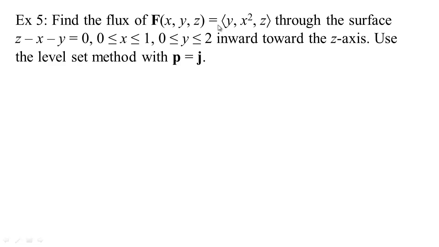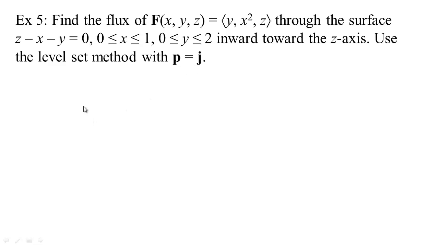Now I have this vector field, so imagine there's some fluid that's flowing and its velocity is described by this vector field. And I've got this surface, z minus x minus y equals 0, with some bounds on x and y. So have it as a level set. And I want to find the flux of this fluid through the surface in a particular direction, just so that we know which normal to choose. And we're going to use the level set method, and we're going to project down the y-axis.